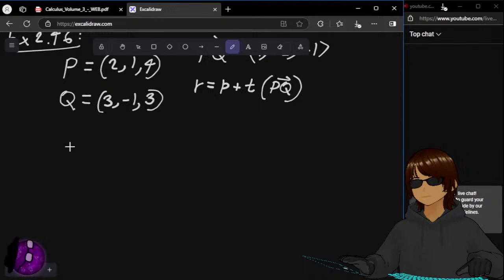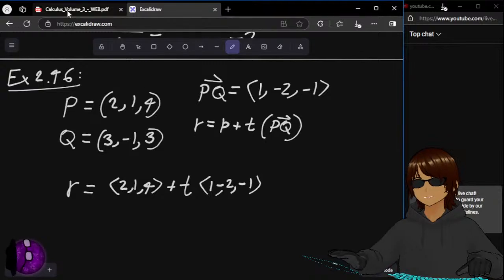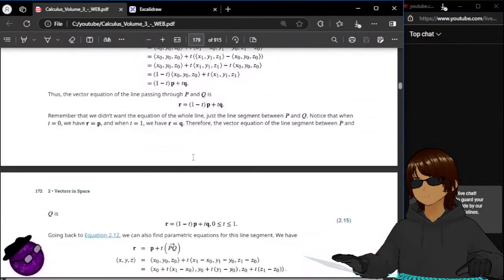So 2, 1, 4 plus it with t, 1, -2, -1. So what are we trying to find?